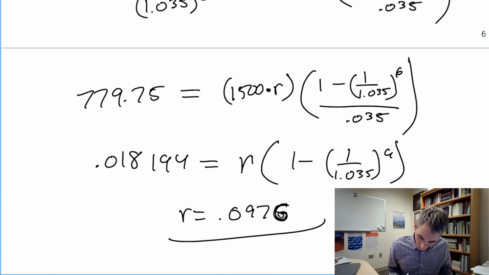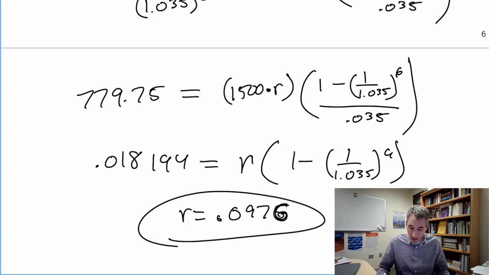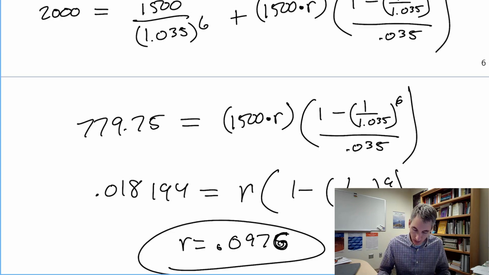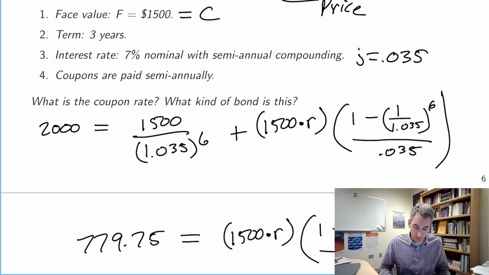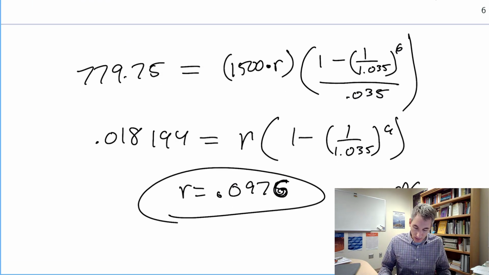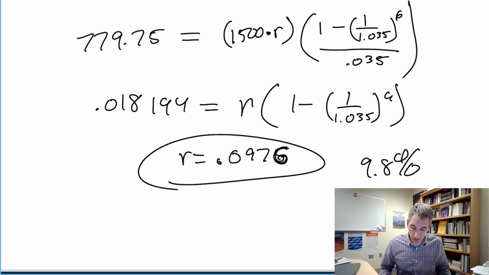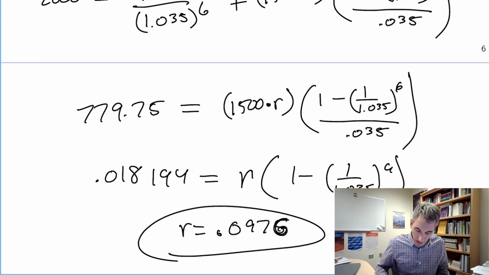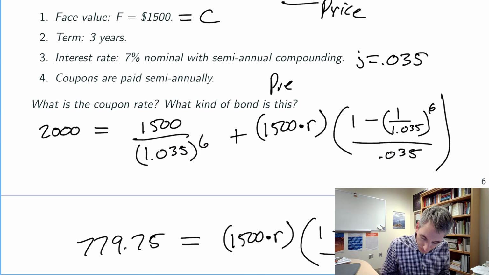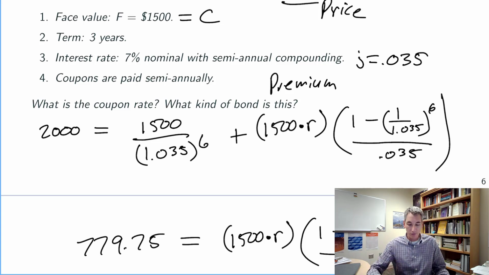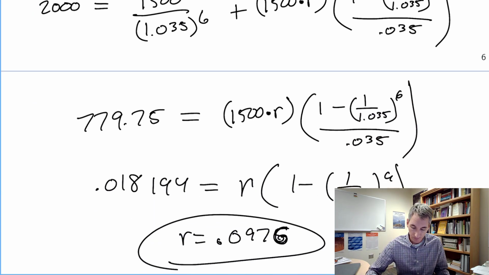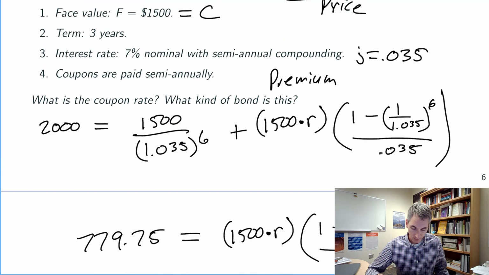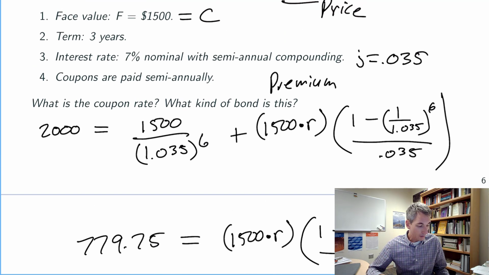976, I suppose. About 9.8% roughly. Okay, so I'm getting 9.8%, and that would be the effective coupon rate. So the nominal coupon rate would be double that, but the R in this case is 0.0976. And so I believe, what kind of bond is this? It's got to be premium. It's got to be a premium bond because the coupon rate's way bigger than the yield rate.